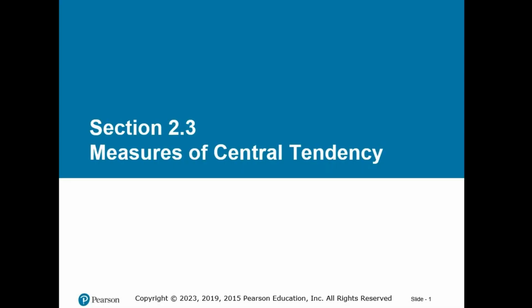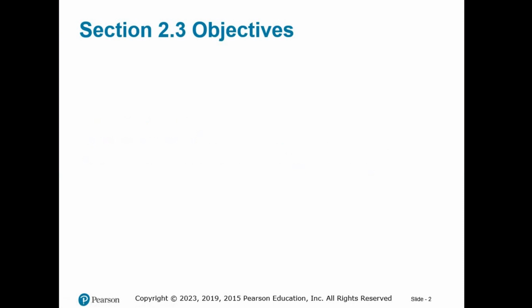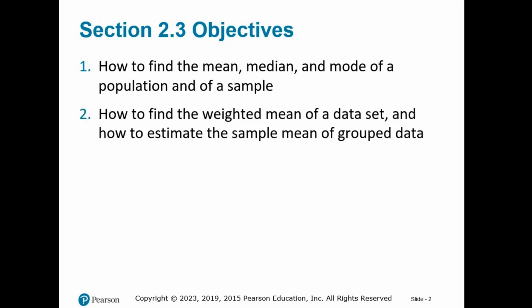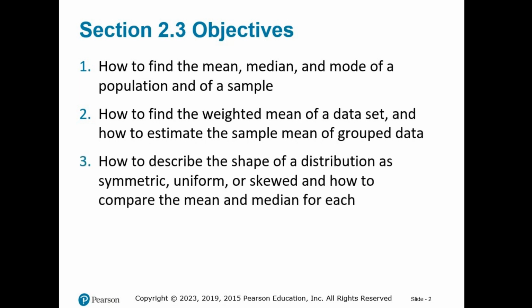Hello, and welcome to Chapter 2, Section 3, Measures of Central Tendency. Now that we know how to organize and visually represent data, we want to also be able to supplement the information displayed in our graphs by giving numerical statistics that describe the center, shape, and variability of the data set. So in this video, we're going to learn how to find the mean, median, and mode of a population and of a sample, find the weighted mean of a data set and how to estimate the sample mean of group data, and how to describe the shape of a distribution as symmetric, uniform, or skewed, and how to compare the mean and median for each.